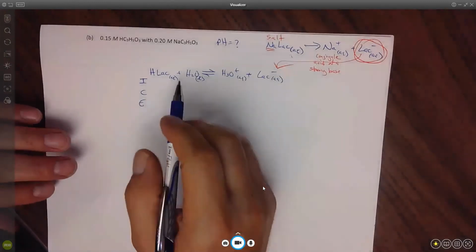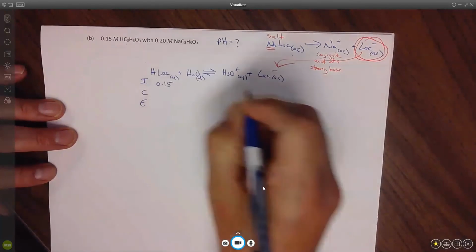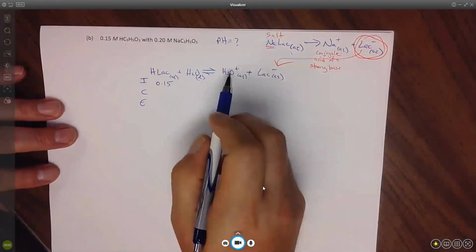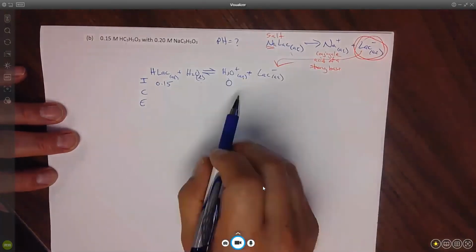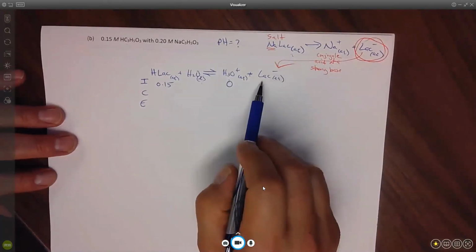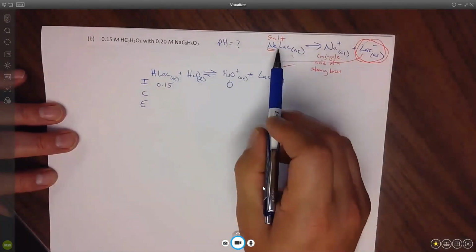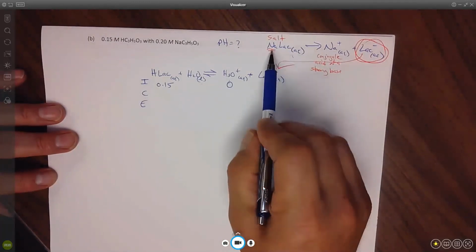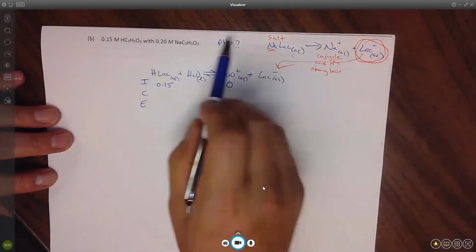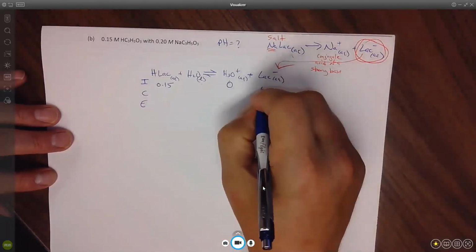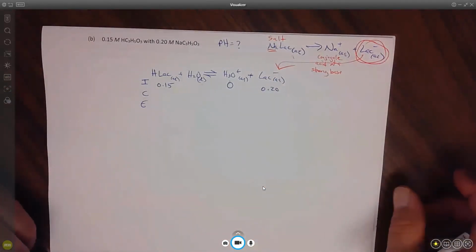So our initial concentrations now, 0.15 for the lactic acid. Don't care about the liquid. Again, we're going to assume that the self-ionization of water is irrelevant, so the hydronium ion concentration would be 0. But this time, the lactate ion is not going to be 0. It's going to be 0.2. Since it's a 1-to-1 ratio between this 0.2 molar sodium lactate, and if one of them forms 1 lactate, that means the concentration of the lactate is also 0.2. Any questions about that?